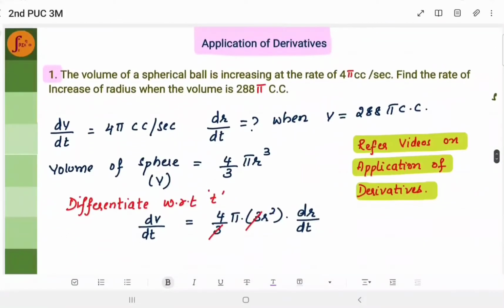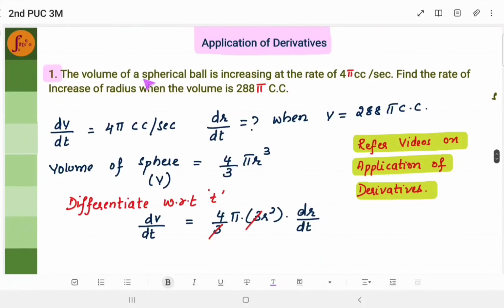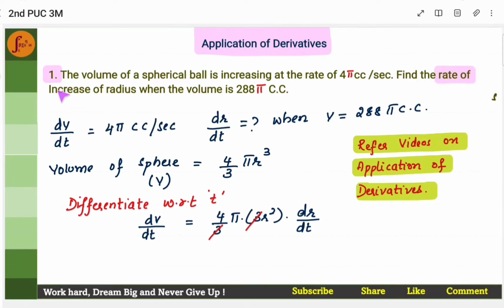Let's go through the solutions step by step. The volume of a spherical ball is increasing at the rate of 4 pi cc. Find the rate of increase of radius when the volume is 288 pi cc. See, the moment I know its rate of increase, it is nothing but I have to find the derivative.